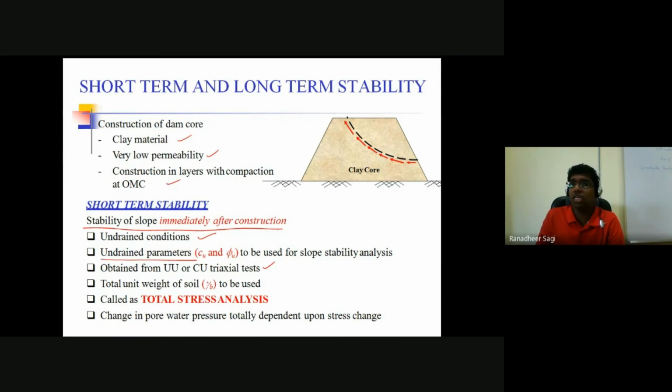Or most, if the construction of the embankment is a rapid construction at a very fast rate, then you can get the C and phi parameters from your UU test, and those C and phi parameters can be used for the analysis of your slope.